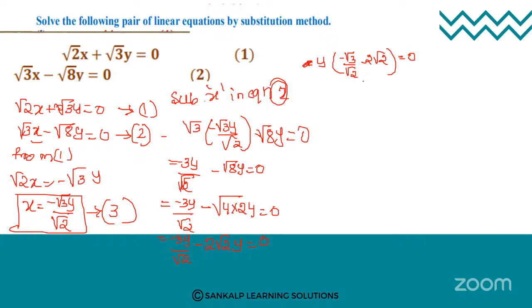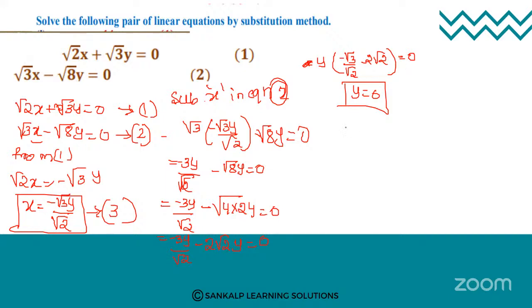Now, if you transfer all these terms to this side, it will be 0 divided by minus root 3 divided by 2 minus 2 root 2. 0 divided by anything is 0 only. Therefore, y value is 0. If you divide any value by 0 it will be 0 only. If I transfer all this value to this side, it will be 0 divided by this term. That means y is equal to 0.